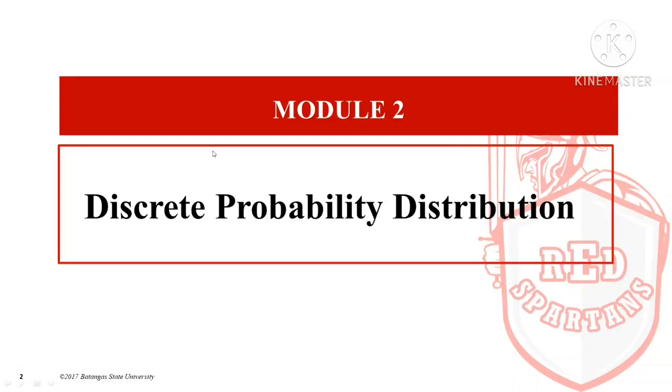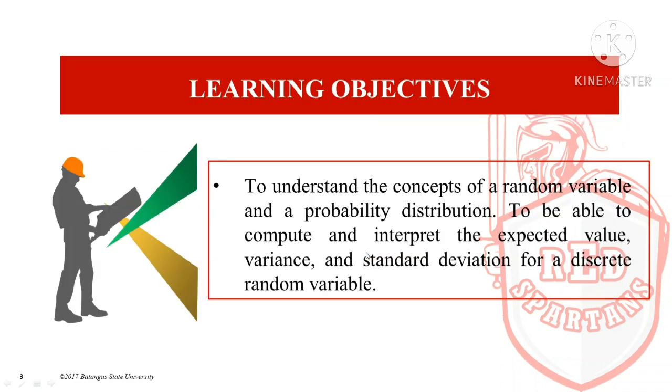Okay class, proceed tayo sa Module 2. So yung next topic natin is Discrete Probability Distribution. So ano ba yung ating magiging learning objective sa topic na to? So to understand the concept of a random variable and a probability distribution and to be able to compute and interpret the expected value, variance, and standard deviation for a discrete random variable.